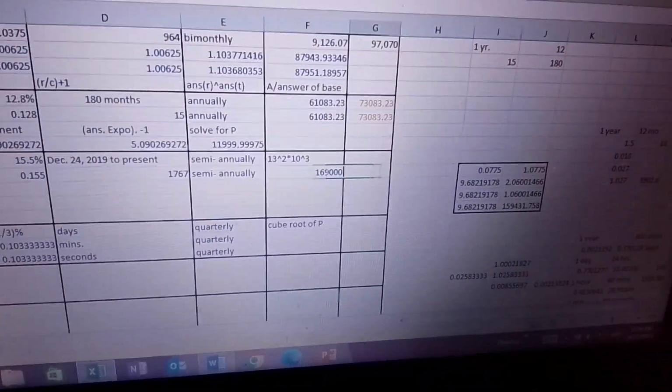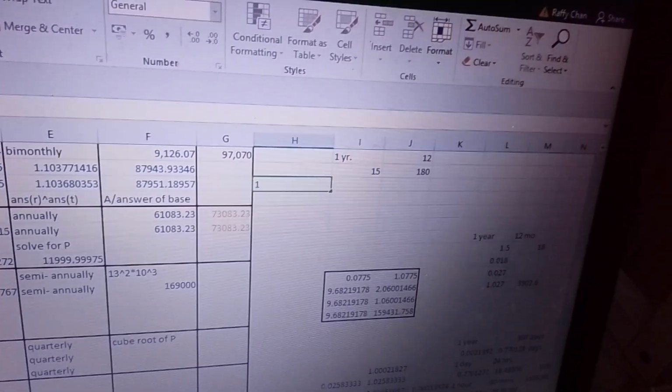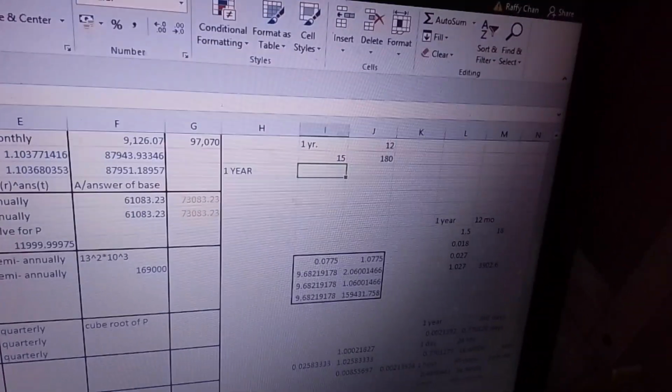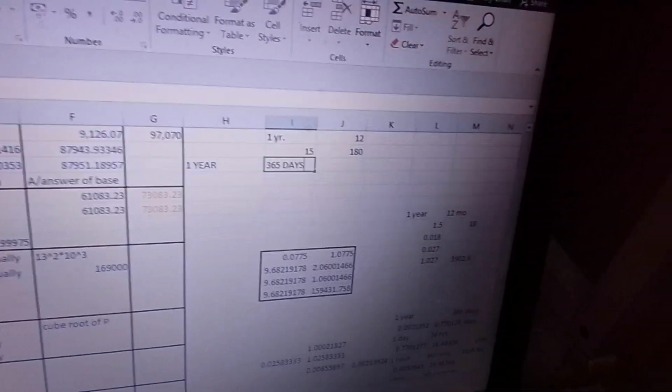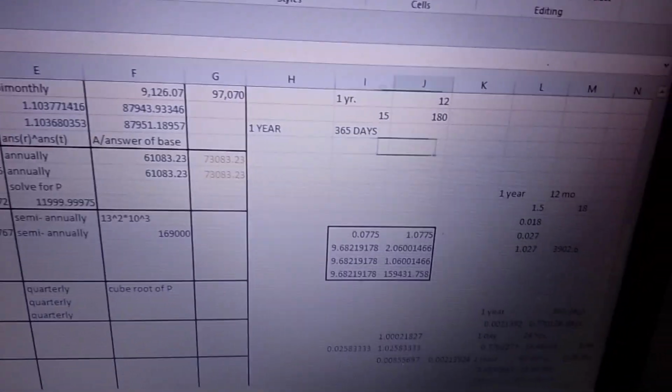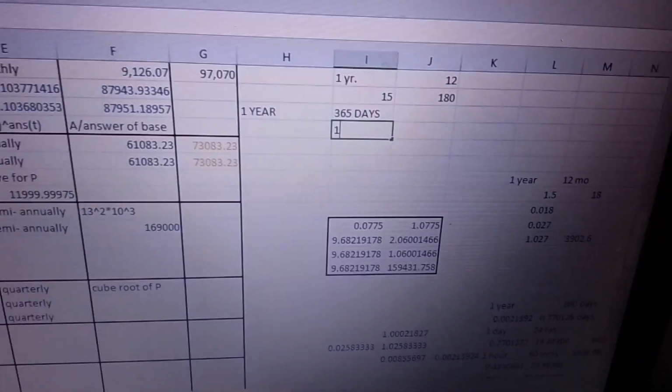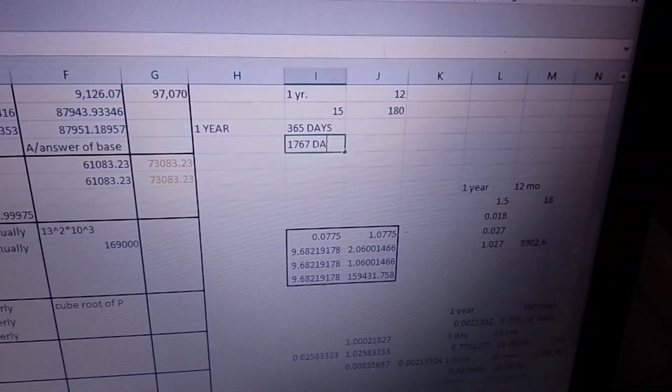First, remember that 1 year is worth 365 days, right? So, isang taon ay 365 days. But what about we have 1,767 days?